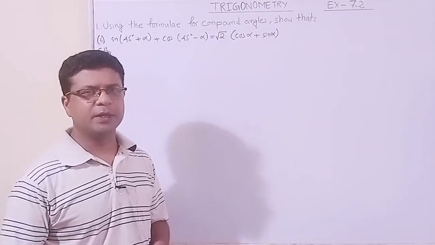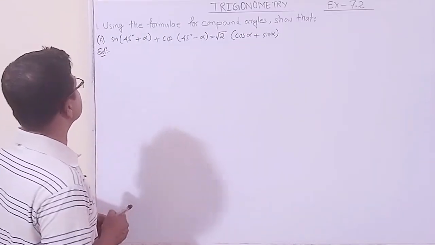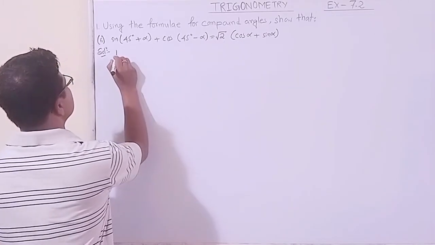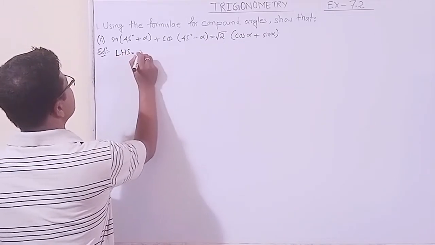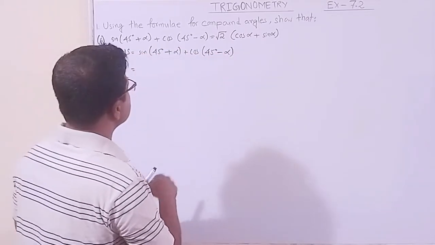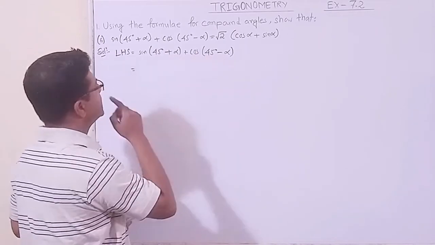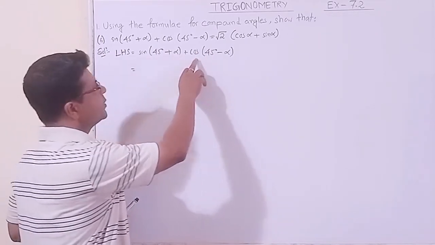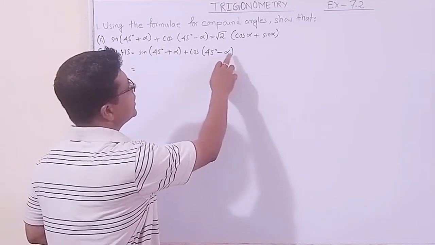Now my beloved students, we have taken number 2 from question number 1. We have to prove this equal to this. This is also a very simple sum. Let us take the left hand side. We have written the left hand side. Now here actually there are two formulae. This formula is about sine a plus b, and this formula is about cos of a minus b.